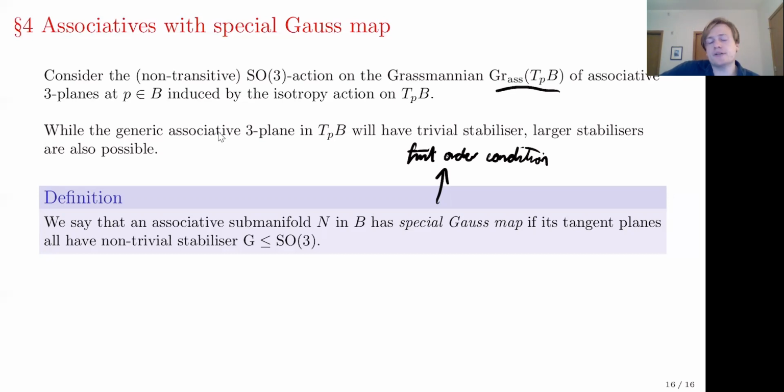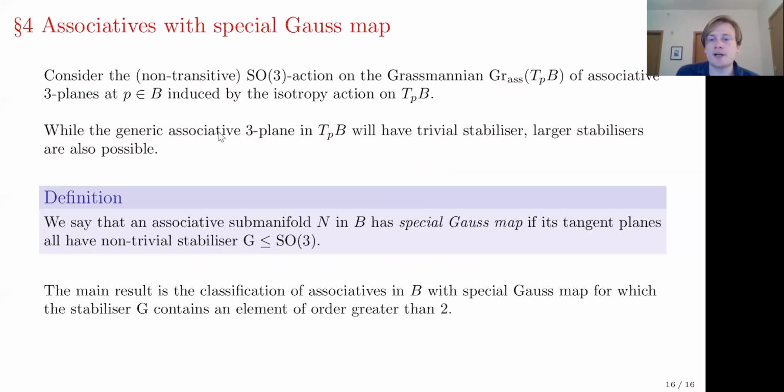Now, in general, in the simpler setting where you have, say, a submanifold of Euclidean space, there just are no interesting first order conditions, because the group SO(n) acts transitively on the k-planes. So there are no interesting first order conditions. But because B is a more complicated homogeneous space with a smaller denominator, you do get interesting first order conditions, and this special Gauss map is somehow the most natural of those conditions.